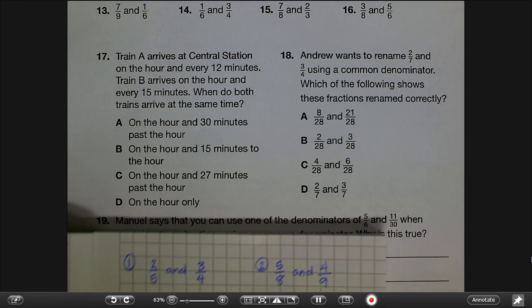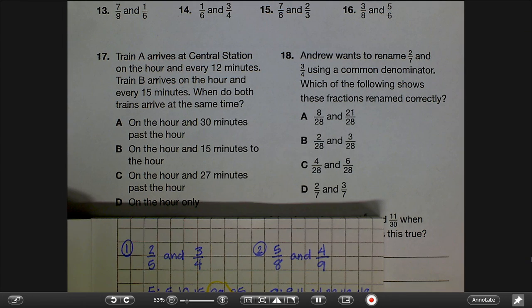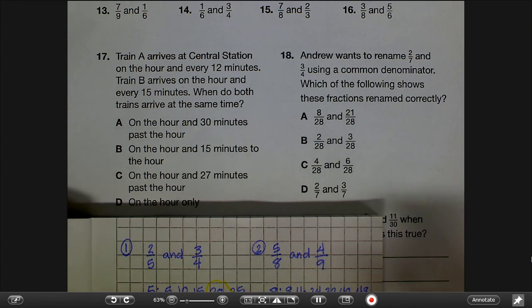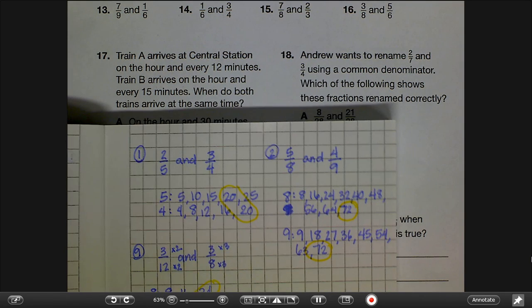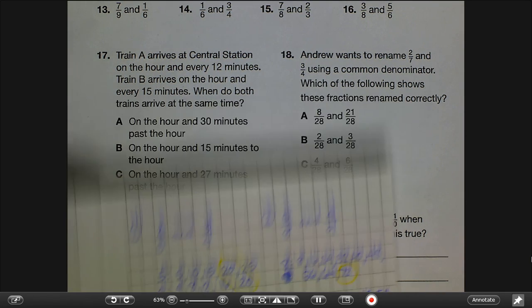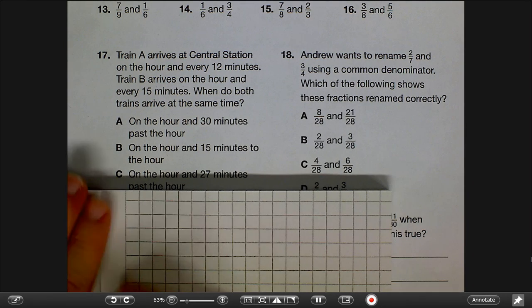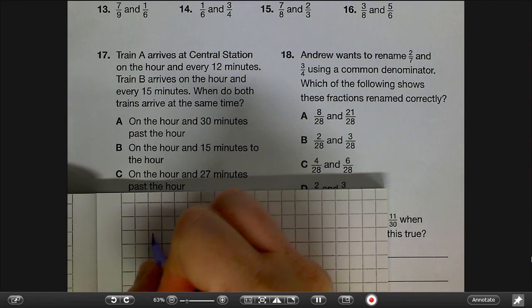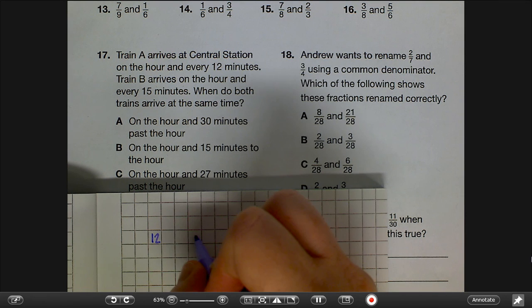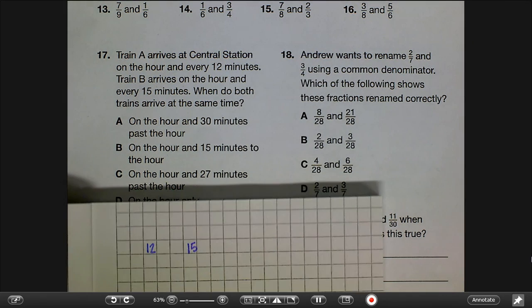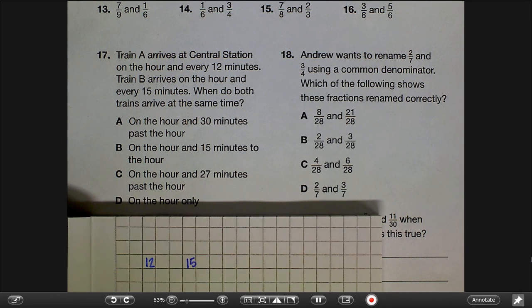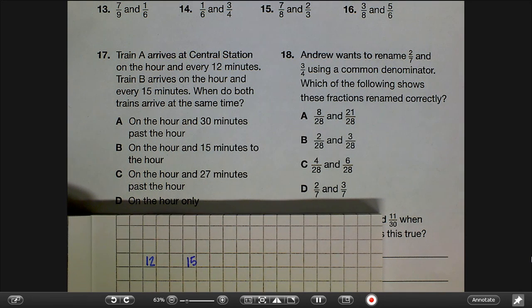Okay, so on the hour means at the 00. So like 1 o'clock, 2 o'clock, 3 o'clock. Okay, and then every 12 minutes after that. All right, so we will have 12. Let's go to a new page. So we'll have 12 and we'll have 15. Now these are the numbers that we're going to be looking at, the least common multiple. And we'll be finding the common denominator.